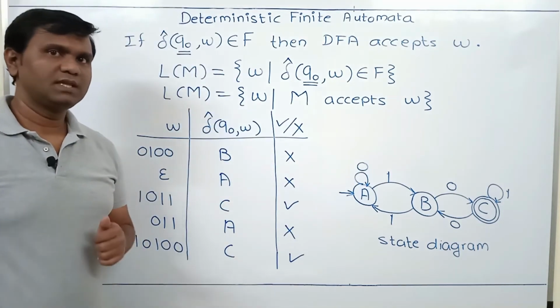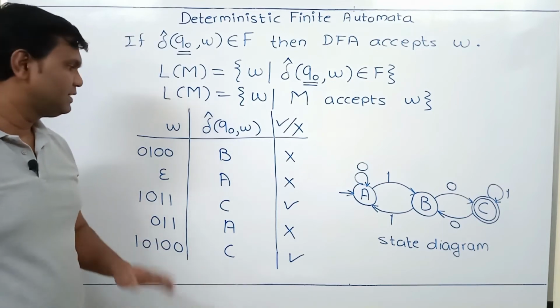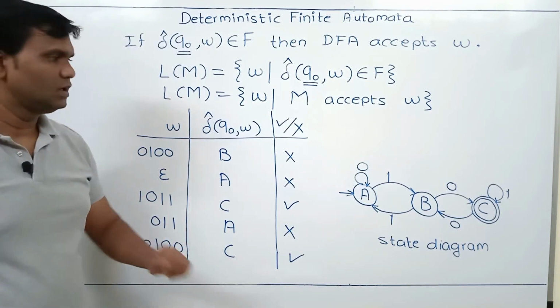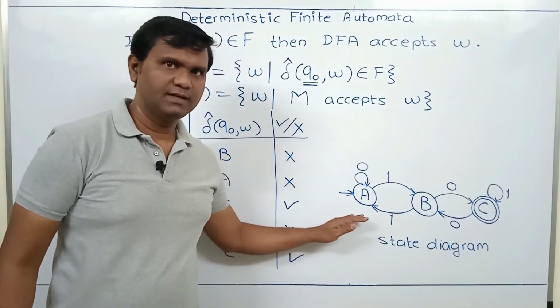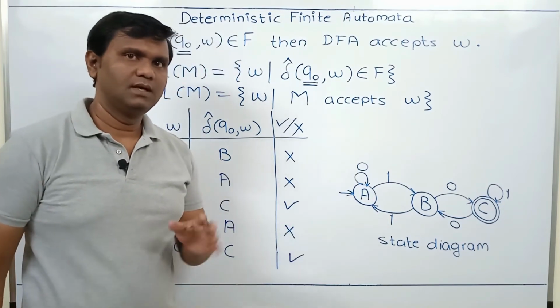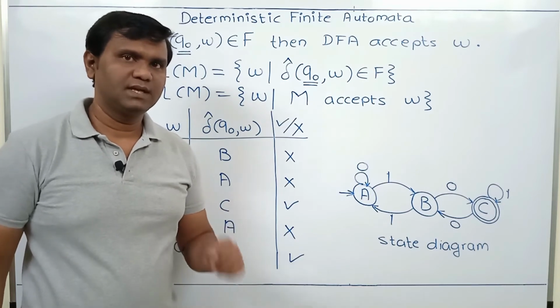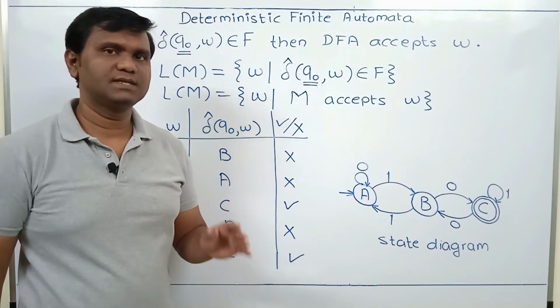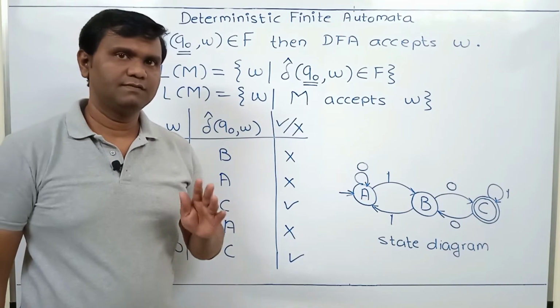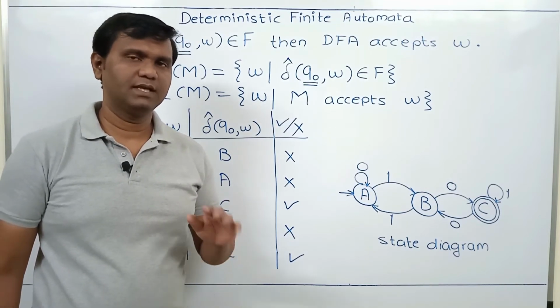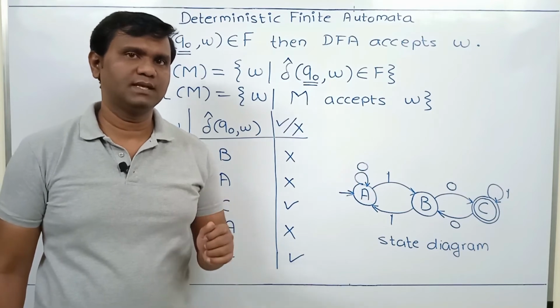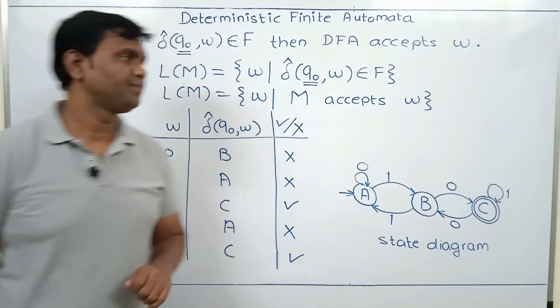So the first important thing is that while deciding whether a string is accepted or not, you must start processing of the string from the initial state. Second thing is you complete the processing of the string and then check what state you have reached. If you reach a final state, the string is accepted. If you reach a non-final state, the string is rejected.